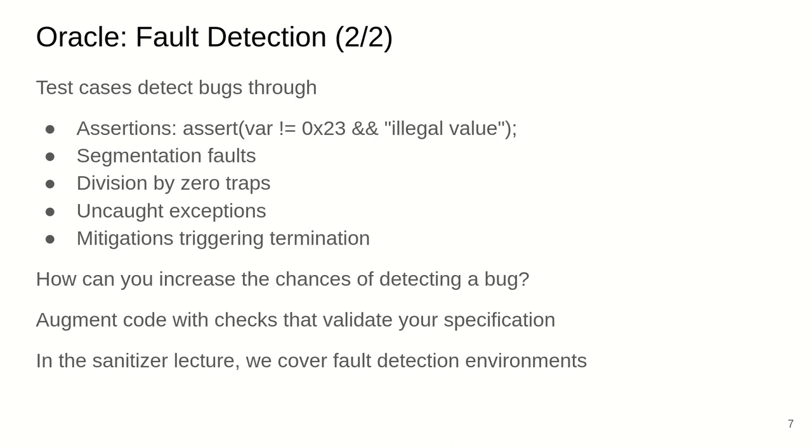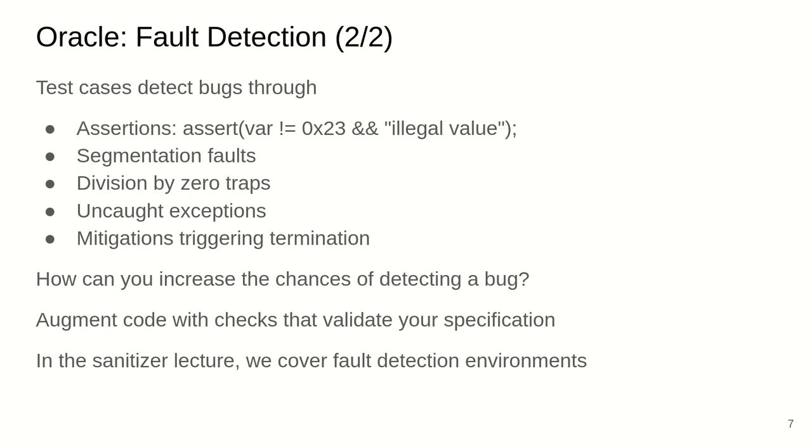It could be a segmentation fault if you're writing programs in unsafe languages due to an out of bounds or invalid pointer, division by zero for a floating point exception, or different kinds of uncaught exceptions if you're writing Python code or even C++ code, and a mitigation could trigger termination. For example, a mitigation like control flow integrity could serve as an oracle to highlight that a pointer has been corrupted because it's executing these additional checks.